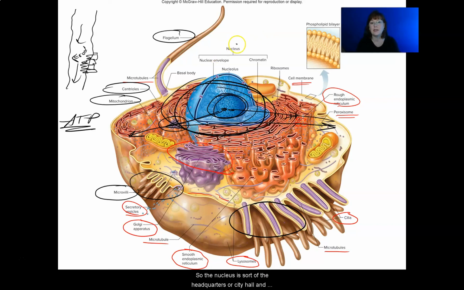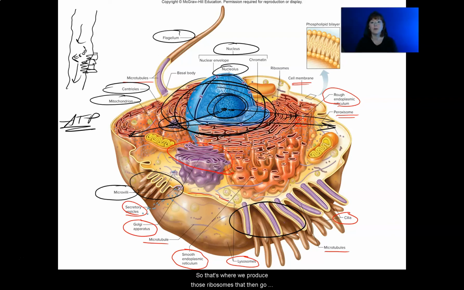So the nucleus is sort of the headquarters or city hall, and it has all of the instructions in it for how to make proteins. Because DNA, remember, is basically just a giant cookbook of protein recipes. The nucleolus inside that nucleus is going to be where we make our RNA or ribosomes.